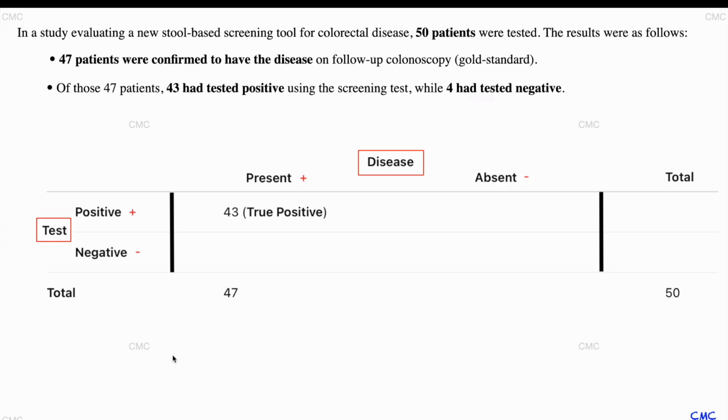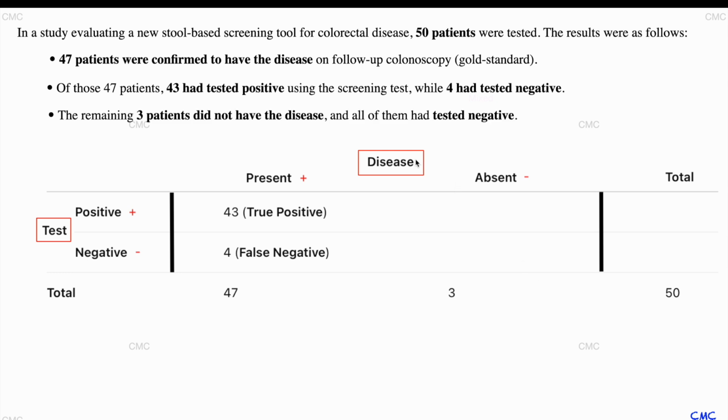So, a quick math here, 47 minus 43 is 4. In other words, 4 patients who do have the disease is falsely testing negative for the disease. So these are our false negatives. Another quick calculation here is if we have 50 patients in total and 47 of them indeed have the disease, that means we're left with 3 participants who actually don't have the disease.